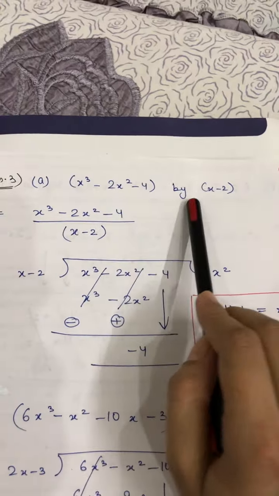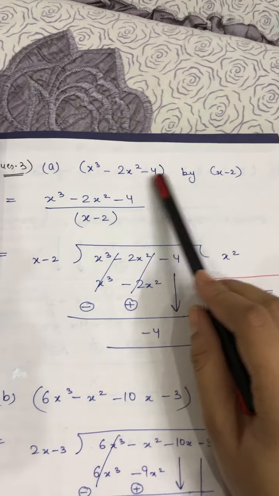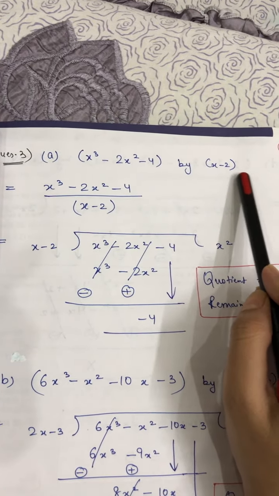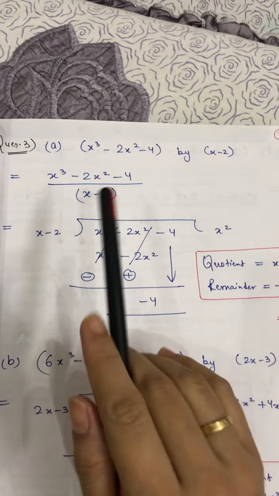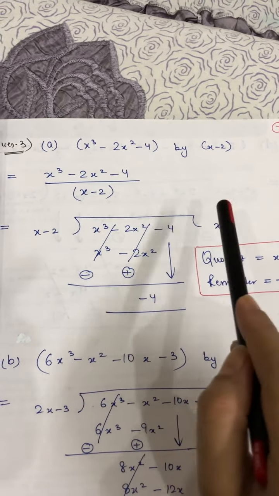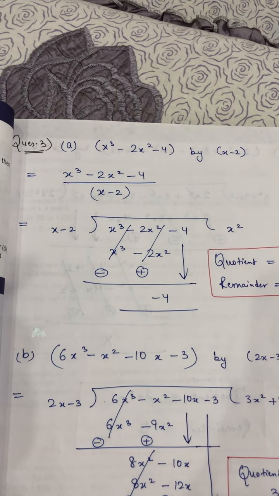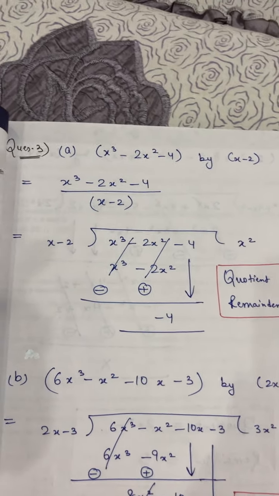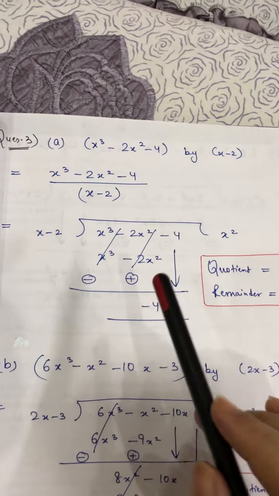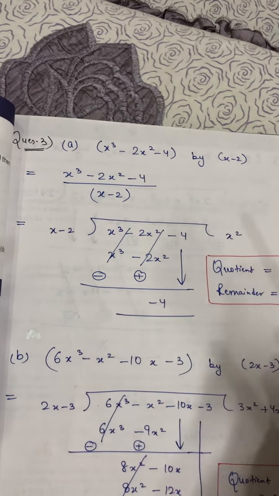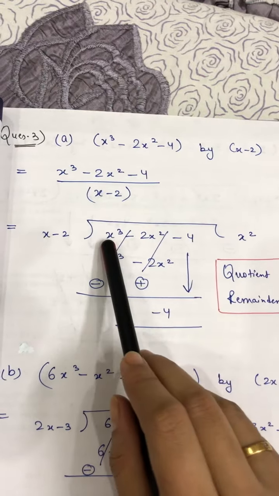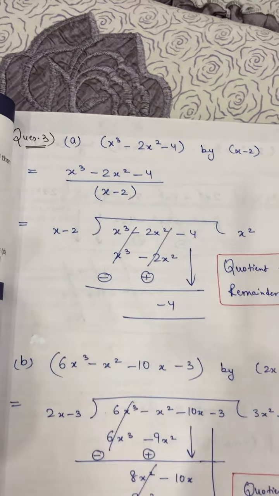So how do you solve this? When such a question is there, when you have to divide by a binomial or polynomial, you have to make this division symbol. Like the way you did division in the previous grades, the same way you have to do it. In the previous grade you did division with digits. Now you have to do division with algebraic expressions.